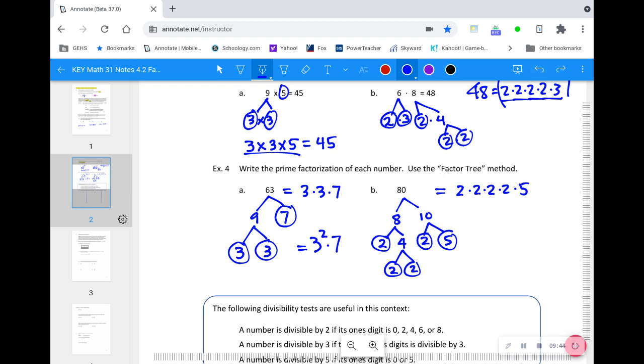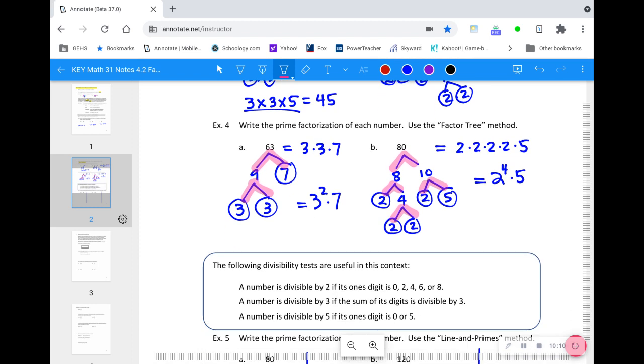And the last thing we're going to do here is write this in exponent style. It's 2 to the 4th power times 5. And there's your prime factorization using the tree method, and these look more like roots to me than maybe leaves or anything like that. So this is like a tree root system and kind of the visualization here. Okay, that's one way to do it.